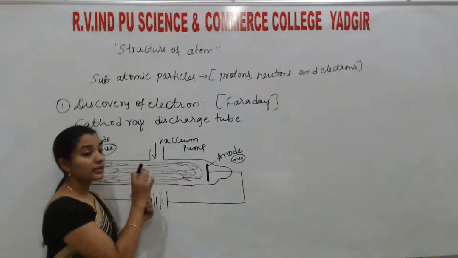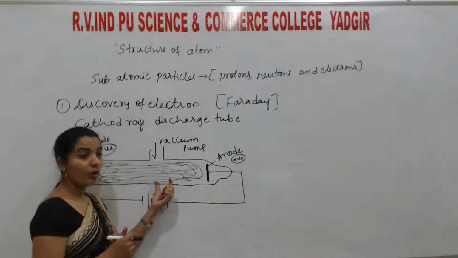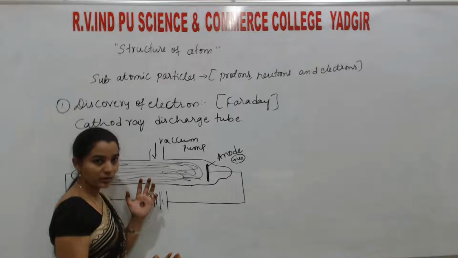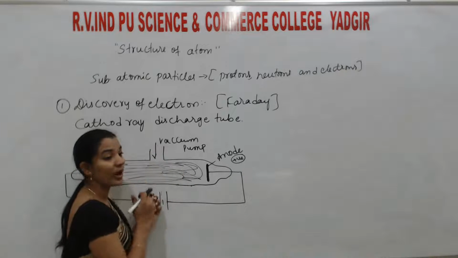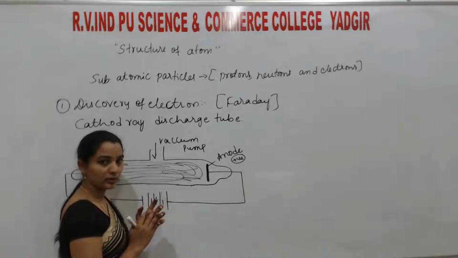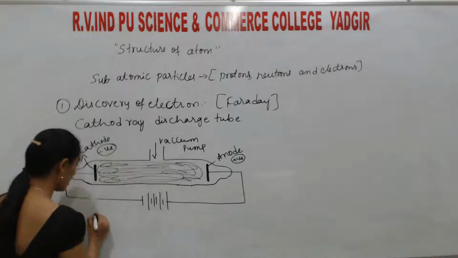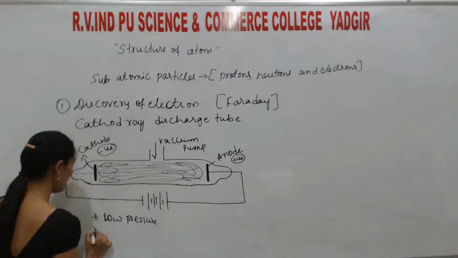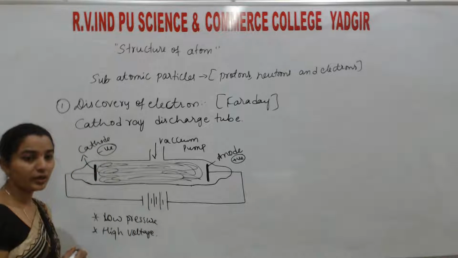Next, he adjusted the pressure, and it must be a low pressure. You know, nitrogen, oxygen, and helium gases we applied here. Helium may have less pressure, oxygen may have more pressure. So the pressure of those gases is balanced by this vacuum pump, and the pressure of the gases is maintained as a low pressure. So the condition here is what? Low pressure and high voltage.